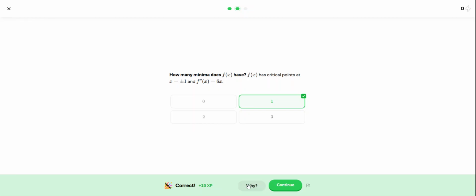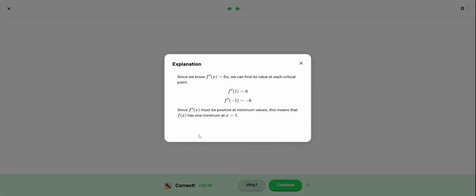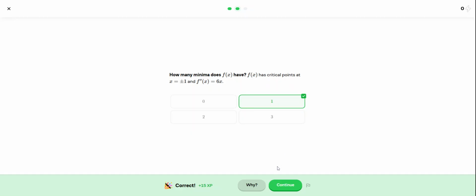Why, for reasoning? Since we know the second derivative is 6x, find the value at each critical point. At plus 1 it is plus 6, at minus 1 it is minus 6. It must be positive for a minimum, so there is one minimum, at x equals 1. Only one of them, not two. Alright, so continue to the next question.